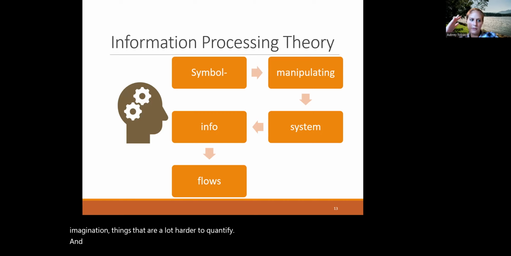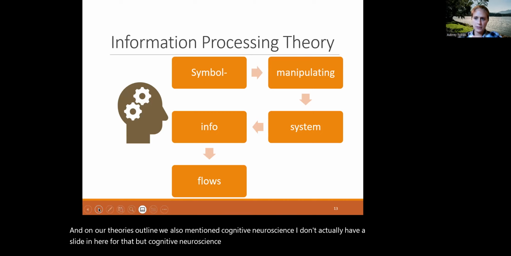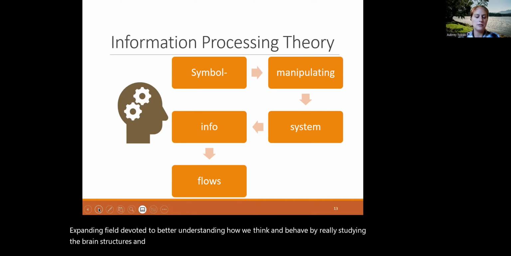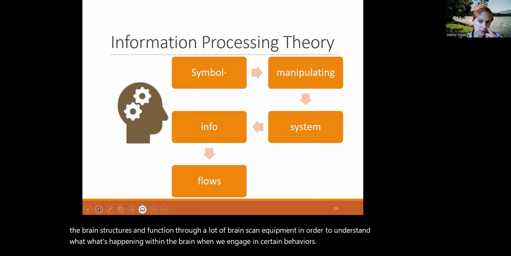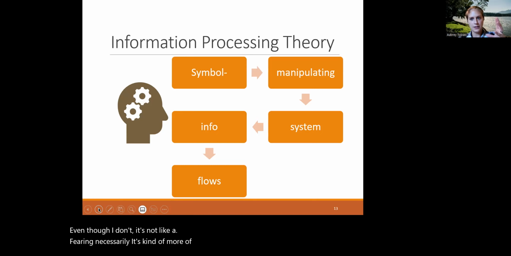On our theories outline, we also mentioned cognitive neuroscience. But cognitive neuroscience is a rapidly expanding field devoted to better understanding how we think and behave by really studying the brain's structures and function, through a lot of brain scan equipment, in order to understand what's happening within the brain when we engage in certain behaviors. And we'll talk about that repeatedly as well. So I just wanted to mention that, even though it's not necessarily a theory, it's more of a field of study.